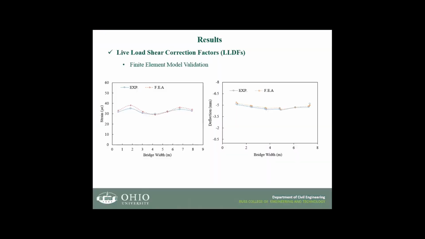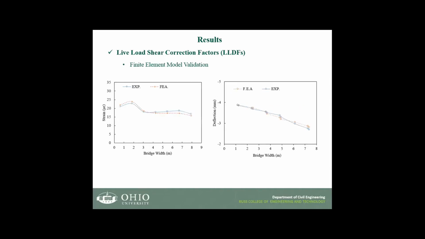Results. First, we did the finite element analysis and validation of the finite element model. Here I will present 2 cases, but we did 4 cases. For the case when we loaded with the 2-lane load, this is the result of the finite element, showing how close the finite element is to the experiment, how it agrees with the experimental results. This is showing strain and deflection.